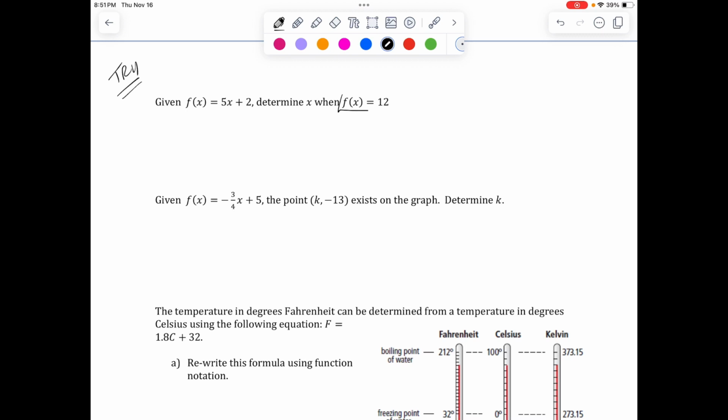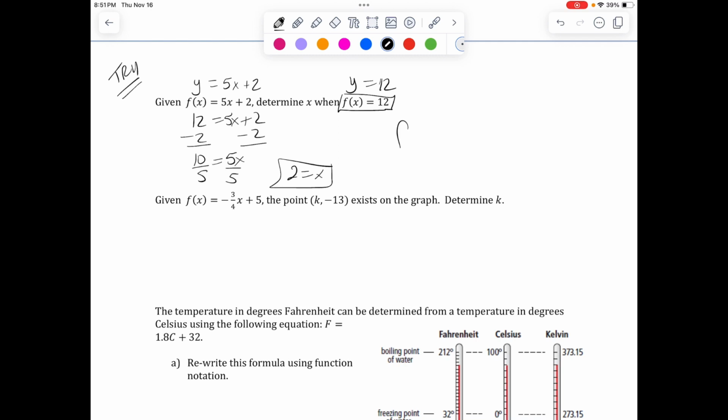So this one, f of x equals 12, and we know this is a fancy way of saying y equals 5x plus 2. So this is like saying y equals 12. We're going to plug in that 12. We're going to subtract 2 from both sides. 5x is 10. Divide by 5, x is 2. Okay, so we just found f of 2 equals 12. That's the point (2, 12).